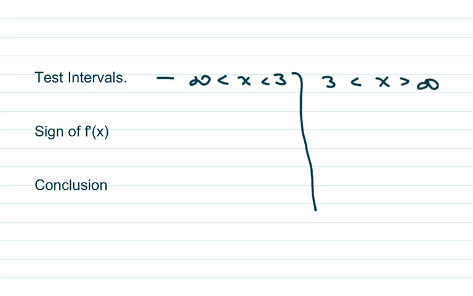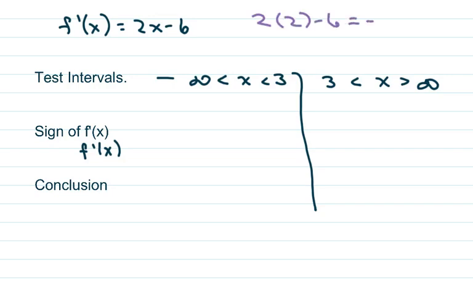Now, when I write down, we want to do the sign of f prime of x, and we had our derivative is 2x minus 6. So when I plug in numbers smaller than 3, for example, 2, you're going to get negative 2. The smaller the number, the more negative this gets. So the sign of our derivative is negative. So all these numbers are going to be negative.